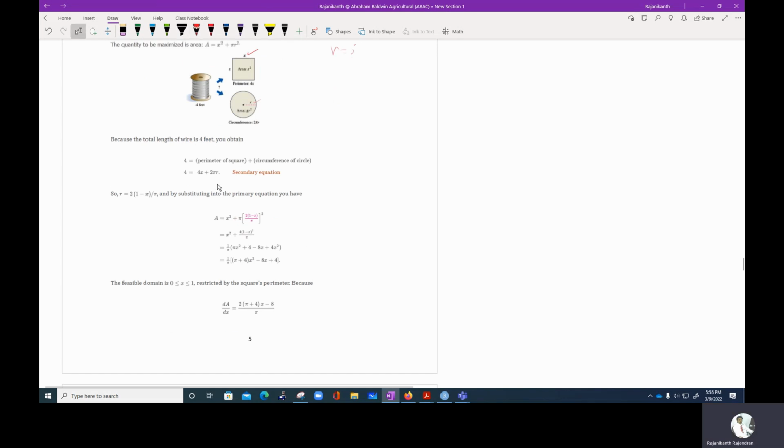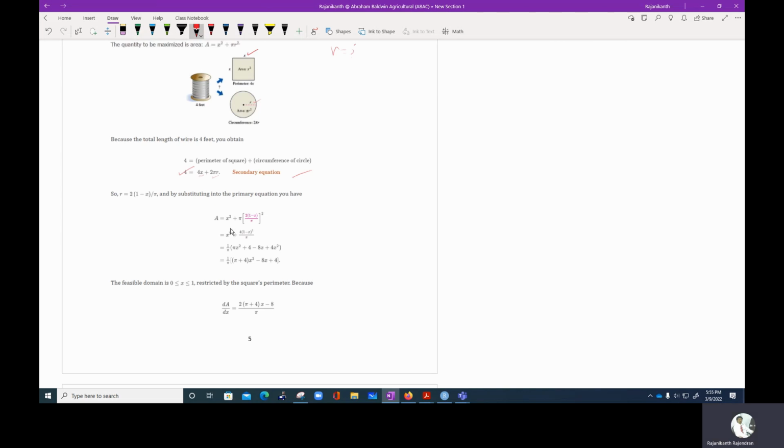Remember, the total length is given. The total length is 4 feet. The total length of those 2 pictures is now 4x plus 2 pi r. Remember, 2 pi r is the length of the circle, right? Circumference, in another word. So when you add these 2, you are supposed to get the total length of the wire given, which is 4. So this is the equation we need now as a constraint.